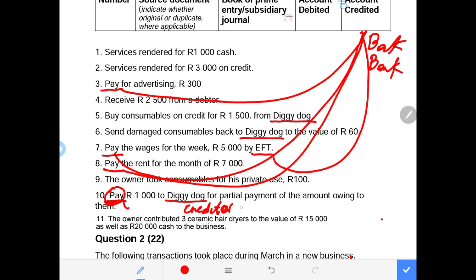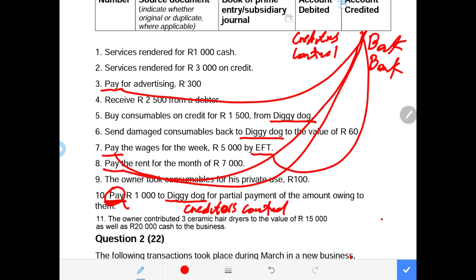So this is our creditors control, or what you call accounts payables. If we are paying our creditors, we are expecting them to decrease on the debit side. Let me just be consistent. Creditors control. So our creditors control will decrease.